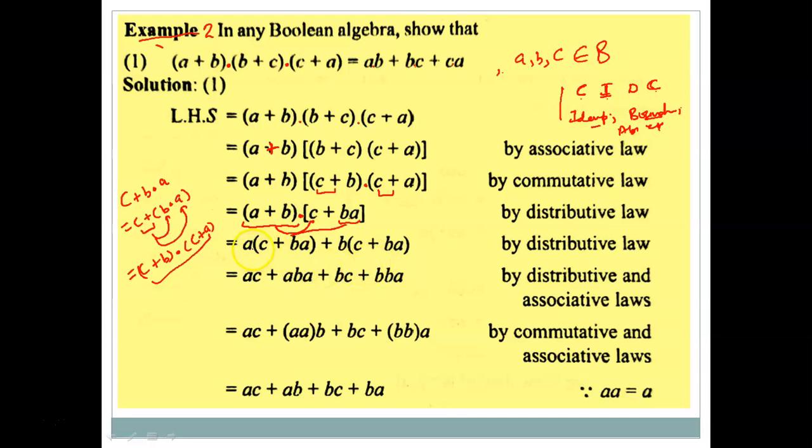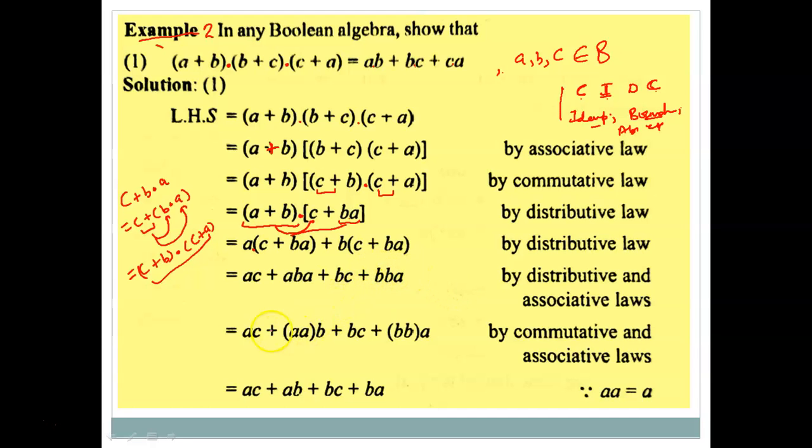Now you again apply the distributive law, because here again is a dot. When a dot is there, you take it here, a dot c. Again you take it here, a b a, in fact a dot b dot a. And b is here, b dot c, and plus b dot b a.